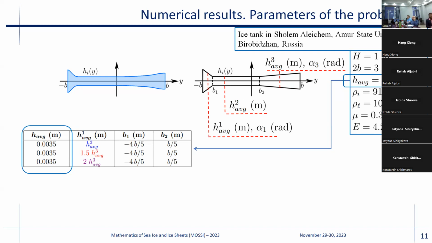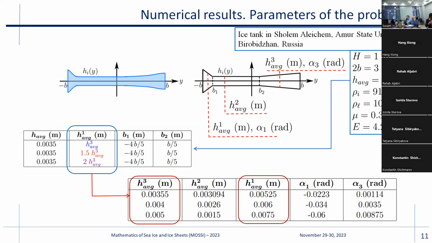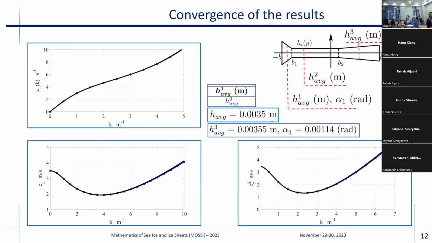And for each colored case, we considered 3 subcases with small, medium, and large linear changes in thickness on linear segments. Here you can see parameters of the calculations of that case. First, let's discuss convergence of the results.